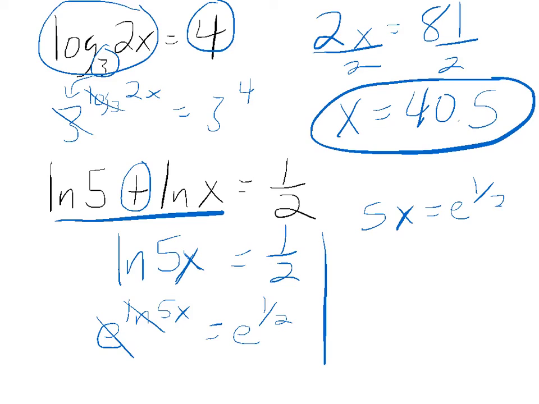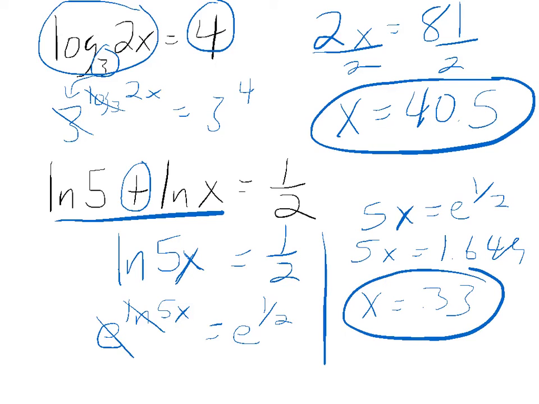Okay, so the natural log and the e are going to cancel over here, and I'll get 5x equals e to the 1/2. Let's see, what is e to the 1/2? It's about 1.648, or 1.649 if I round it. Divide that by 5. x is about 0.33. Okay?